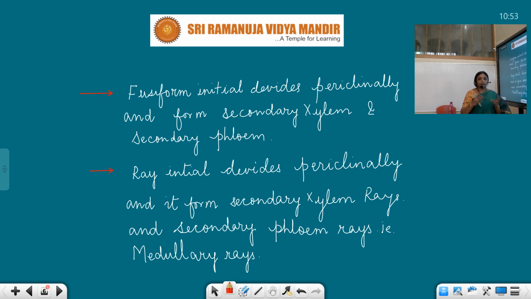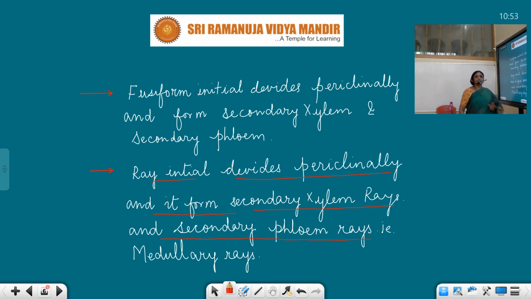That's how the secondary xylem part is formed, and it increases the wood part. So due to the activity of the fusiform initial, secondary xylem and secondary phloem are formed, and due to the activity of the ray initial, which also undergoes periclinal division, it forms secondary xylem rays and secondary phloem rays.